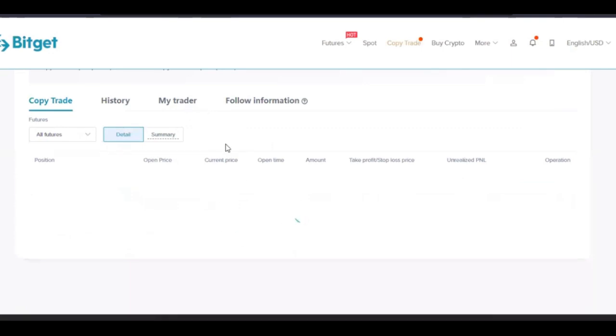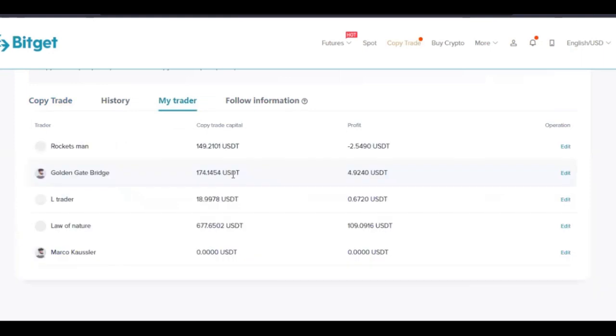But if you want to see your traders, if I come in here and click on my traders, you will see these are all my traders. And the trader I just copied right now is this person. This is the trader I just copied. And so far, the trader that has made me the most money, or the most profit, is this Law of Nature.